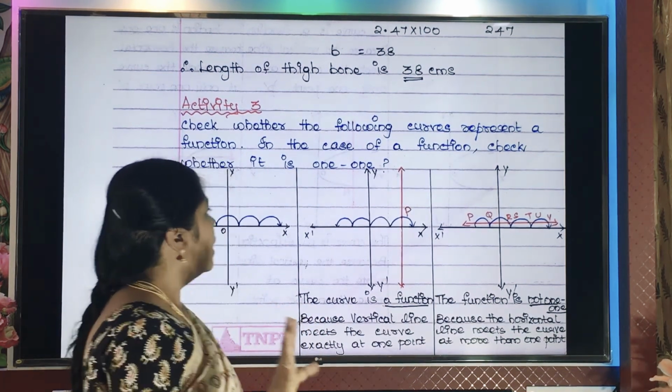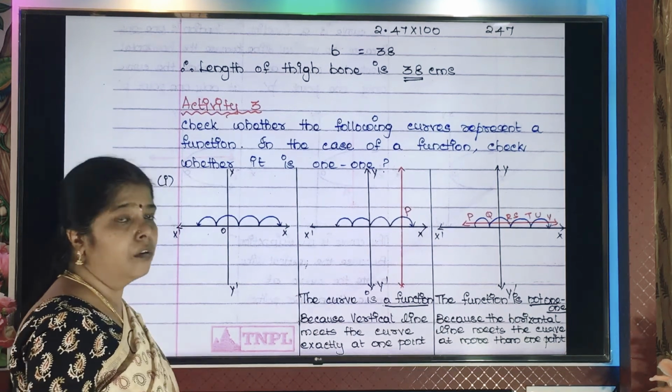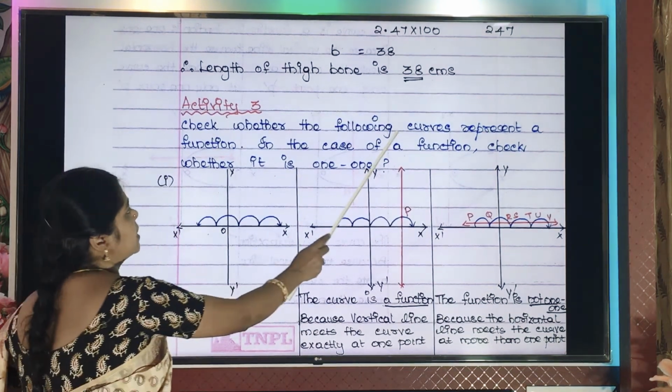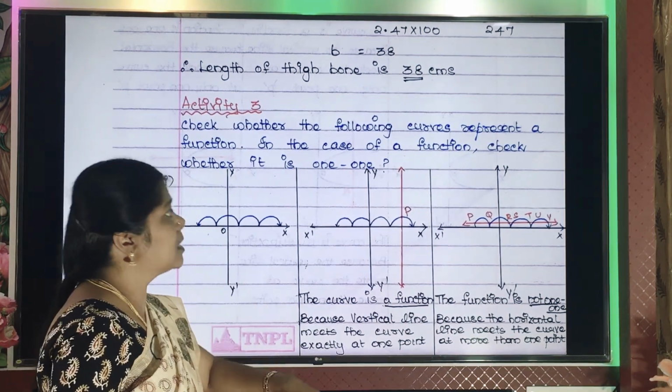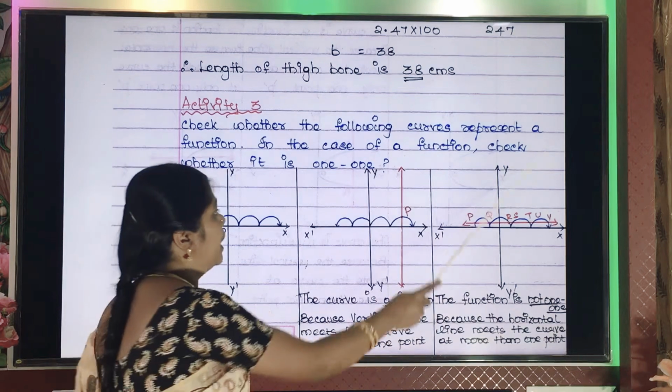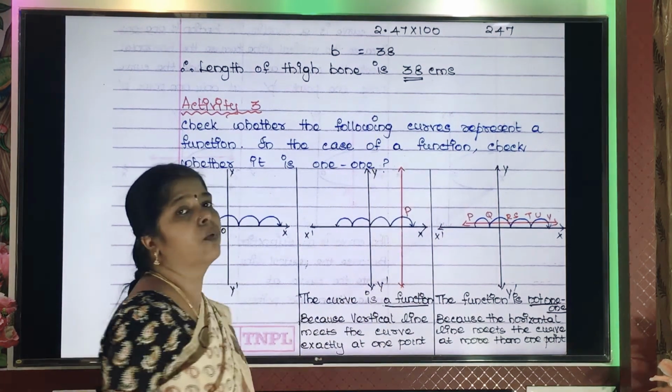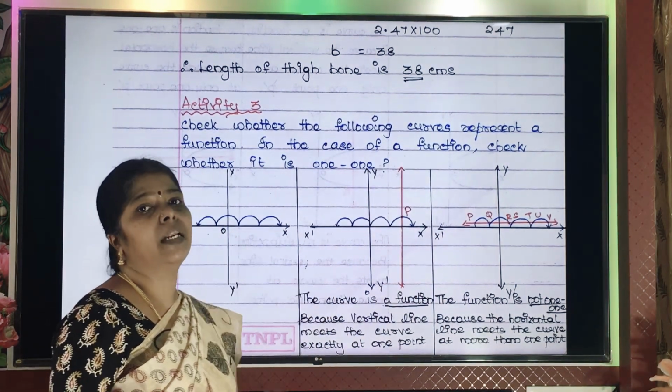Please recall. Now we are supposed to find whether the curves are functions. This is the first thing that we need to do. Next, if it is a function, we need to check if it is one-to-one. So two things we need to do.